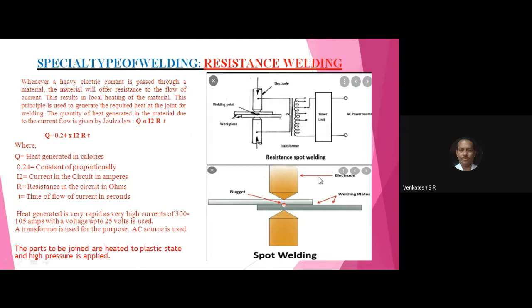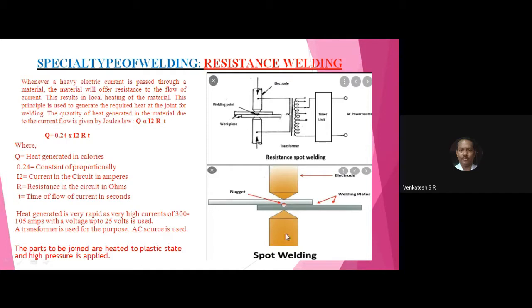All of you observe the diagram here. This is the electrode of the spot welding. These two are sheets which are connected by an electrical circuit through the transformer, this is the timer unit, and this is the AC power source. Once you switch on the electric current, the resistance is created, and the electrodes press from opposite directions on the sheet. A nugget, a ball-type joint, is formed between the two sheets. The joint is created in the spot, that is called spot resistance welding.